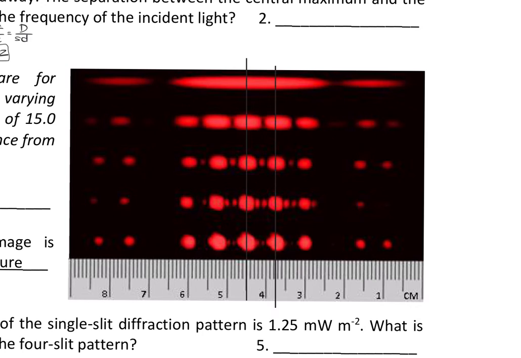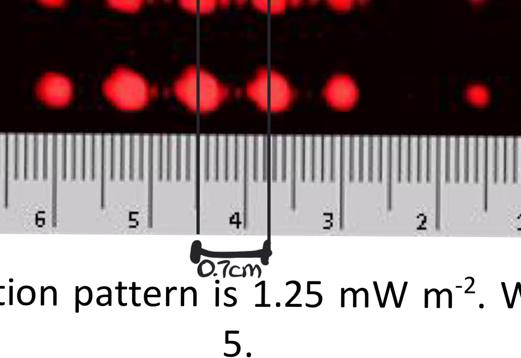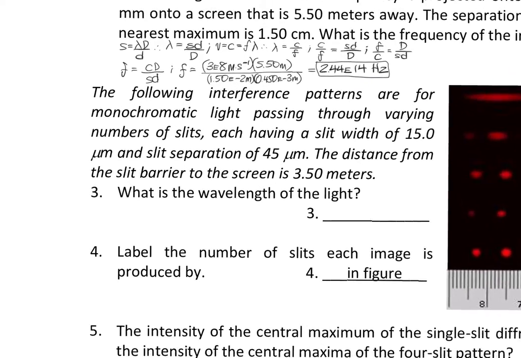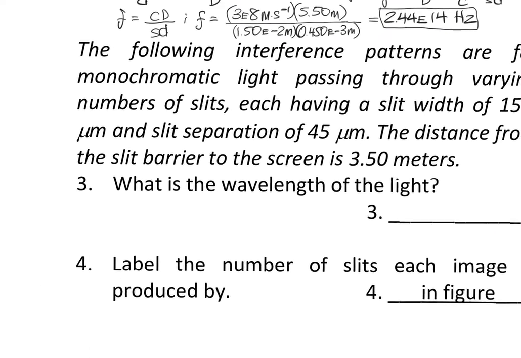And so I drew 2 lines here, one to match up with the center of the 0 maximum, and another to line up with the first maximum. And I can tell from my scale that this works out to be roughly 0.7 centimeters. That's going to be my s, my separation from the central maximum to the first maximum. So let's bring that back to the problem for s is lambda D over d.